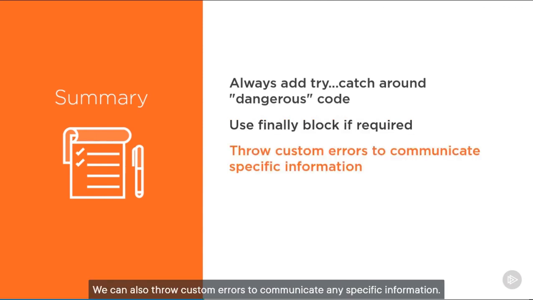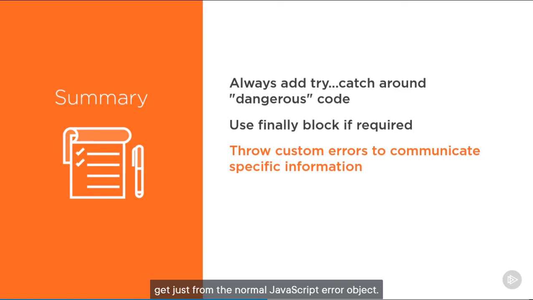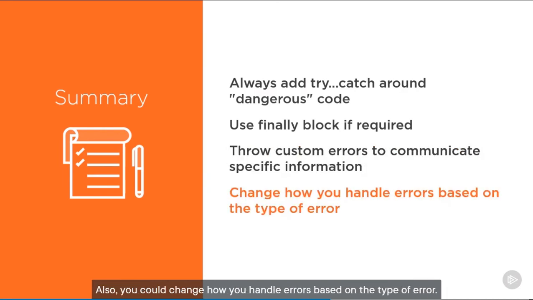We can also throw custom errors to communicate any specific information. This is very handy to give you additional information that you may not get just from the normal JavaScript error object. Remember to always include a name and a message property. Also, you could change how you handle errors based on the type of error. So you saw how I was passing in that error object to a switch statement, and then inside of each case I could do a lot of different things based on the type of error.